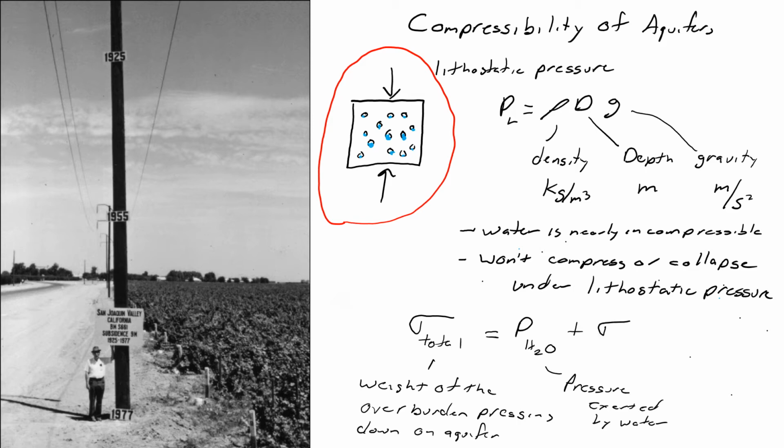Plus, you have the rock there, right? And the rock's fighting back too. The rock is not compressible. So we use this little delta R. This is what we call the effective stress. You can think of it as rock strength. That's providing support.